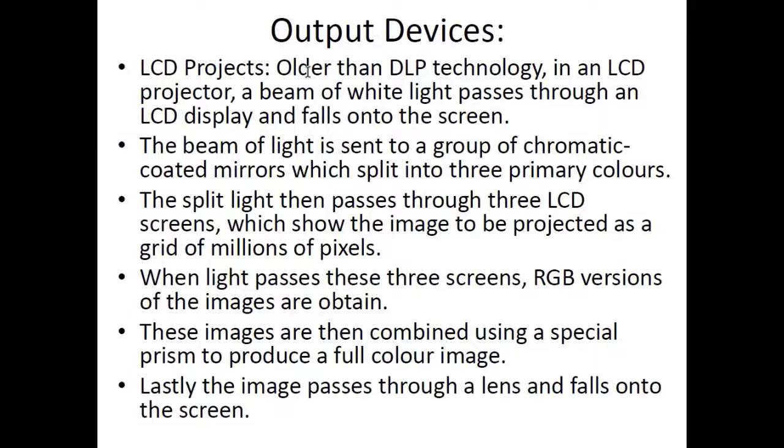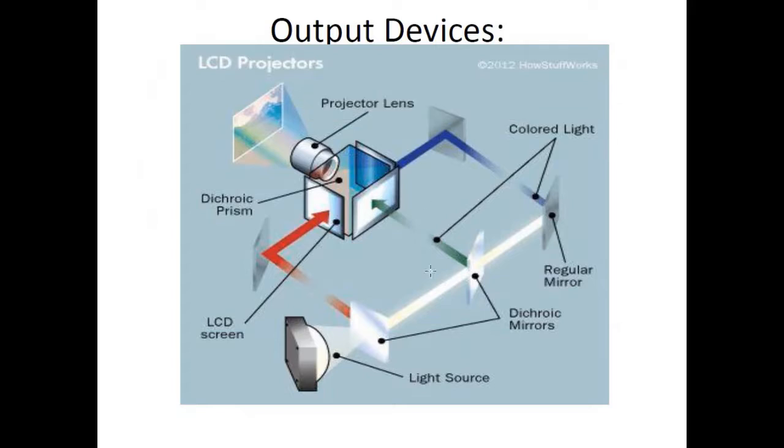The split light then passes through three LCD screens which show the image to be projected as a grid of millions of pixels. When light passes these three screens, RGB versions of the images are obtained. These images are then combined using a special prism to produce a full color image. Lastly, the image passes through a lens and falls onto the screen. This is usually how a LCD projector works.